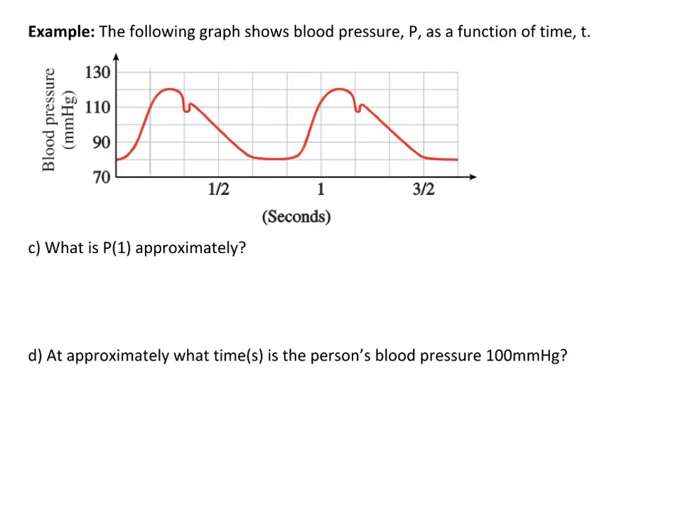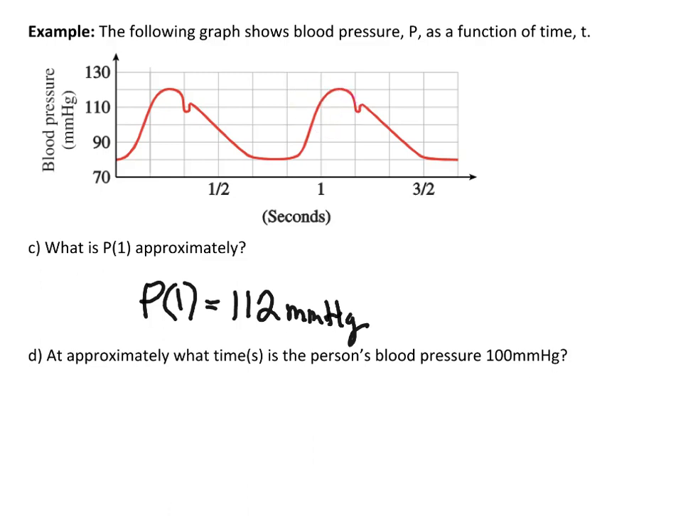All right, we can also figure out things like what is the blood pressure P at a specific time, maybe 1. So for that, you would just look at 1 second here. Try and look at what is the y value there. It looks just a little bit above 110. So maybe you have to estimate this from your graph, but maybe like 112 milligrams of mercury.